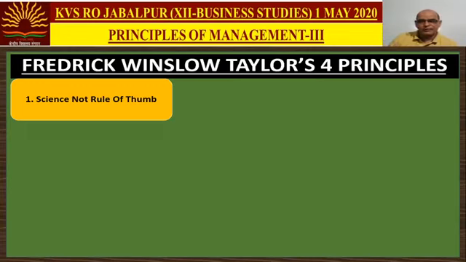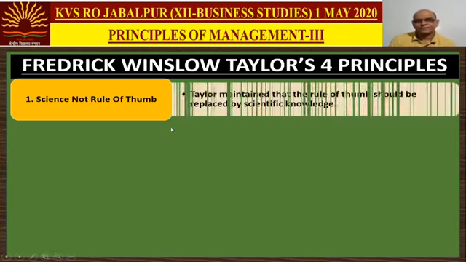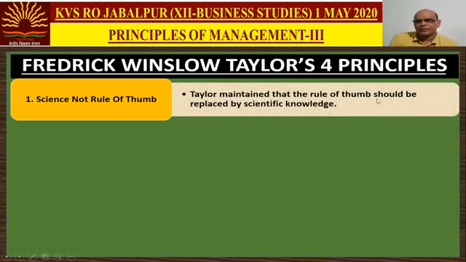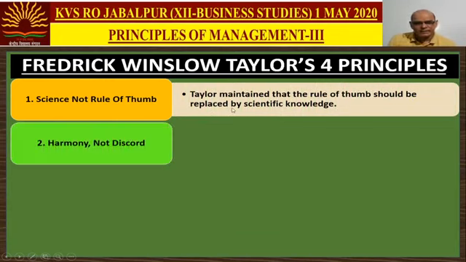It should be based on analysis, it should be based on knowledge, it should be based on studies. Taylor maintained that the rule of thumb should be replaced with scientific knowledge. I will discuss all these principles one by one again.